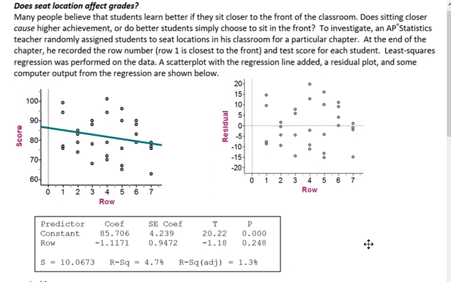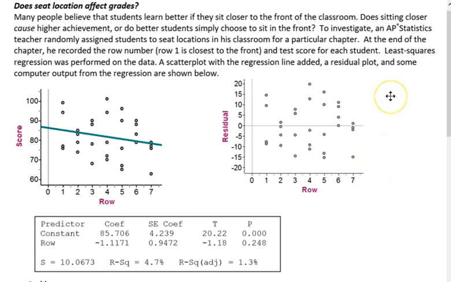To investigate, an AP Statistics teacher randomly assigned students to seat locations in his classroom for a particular chapter. At the end of the chapter, he recorded the row number, row 1 is closest to the front, and test score for each student. Least squares regression was performed on the data. A scatter plot with the regression line added, a residual plot, and some computer output from the regression are shown below.